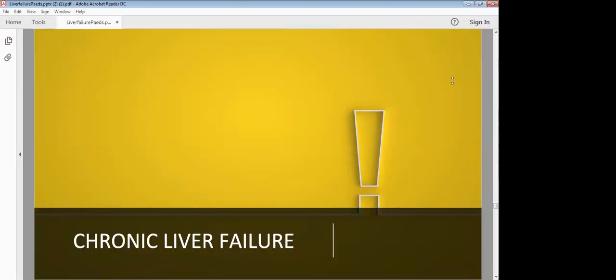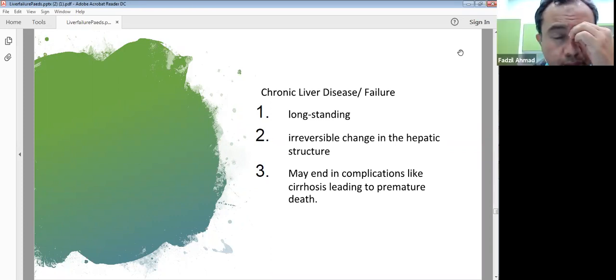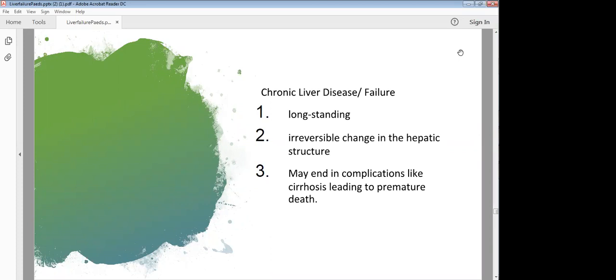Thank you, Fatul. Okay. Chronic liver failure in children, the differential is rather similar. So it's defined as, next. Okay. It's a long-standing and irreversible change in the hepatic structure, and then may end up in a complication like cirrhosis, which leads to premature death. Next.